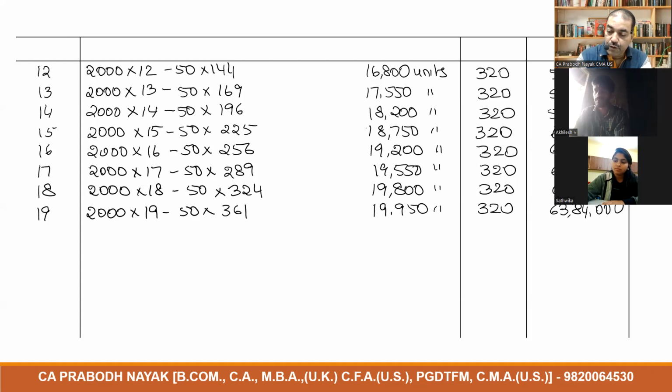So now this stage comes to an end because if I take 20 now, it will be 2000 into 20, that is 40,000, minus 50 into 20 square. So 20 square will give you 400, into 50 will give you 20,000. So 40,000 minus 20,000 is 20,000. So you can't touch that. So what we will do is we will stop here.